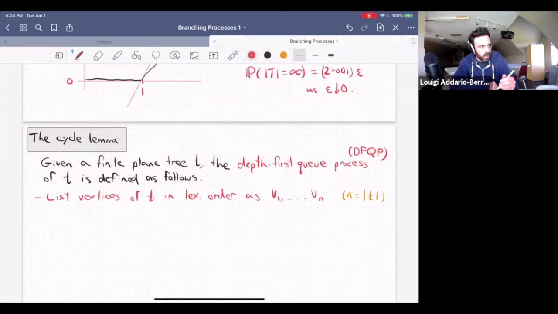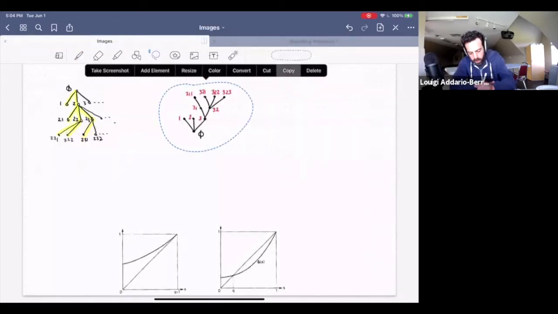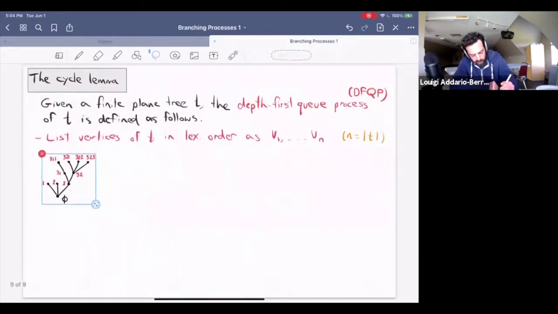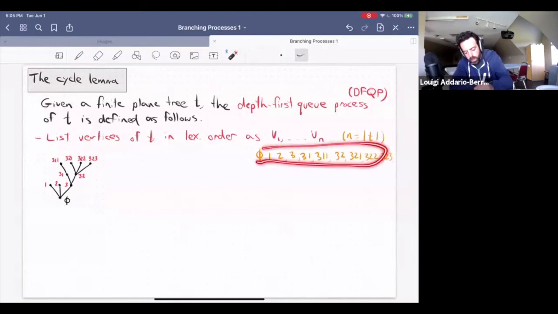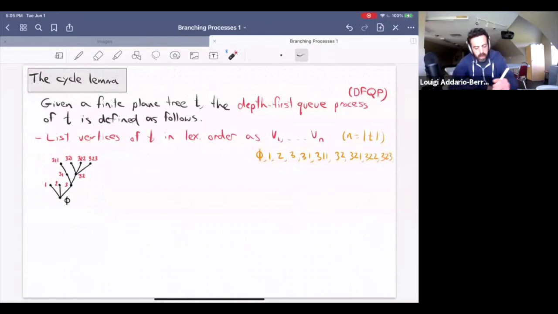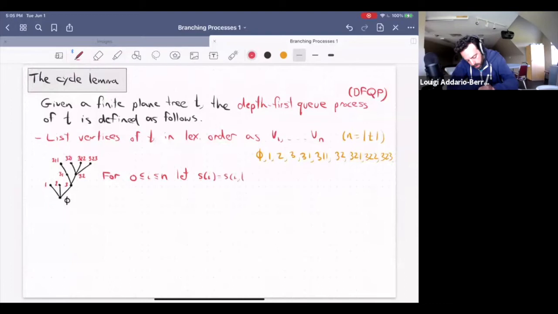Okay, and maybe it's worth having an example right away, so you have a picture in mind. Right, so in this example, the order is the root, then one, then two, then three, then 3-1, 3-1-1, 3-2, 3-2-1, 3-2-2, 3-2-3, right? It's just the sort of dictionary order on the vertices. So for i from 0 to n, we'll define S_i of T to be the sum for j from one up to i of the number of children of vertex j in T, minus one.